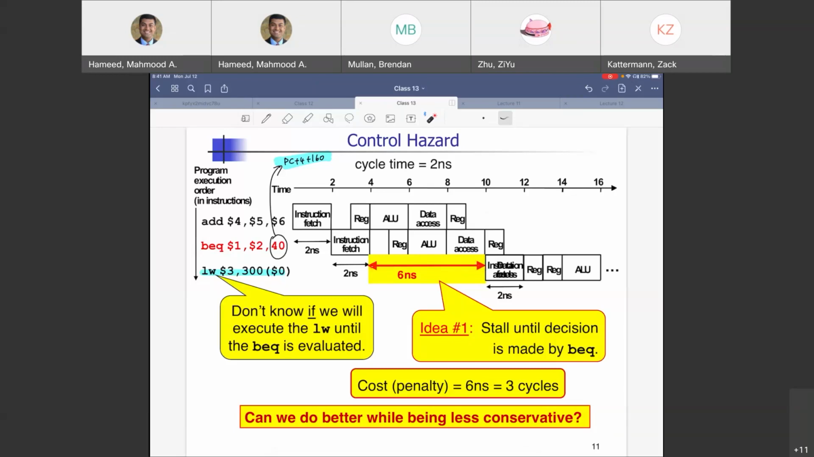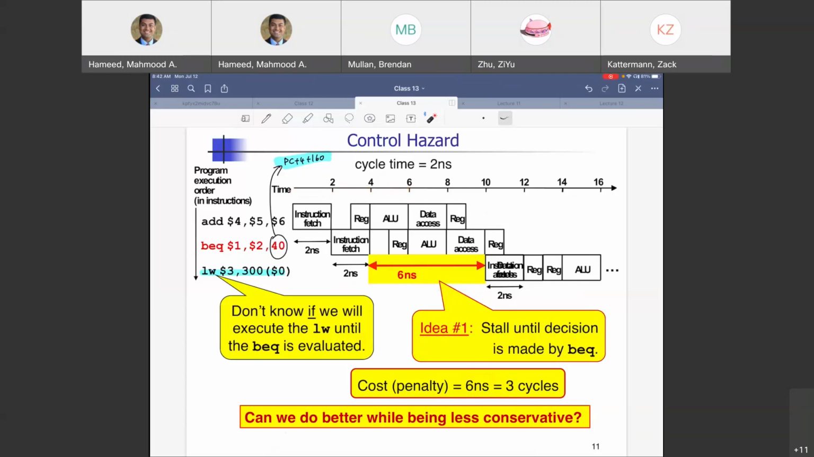So if you make that decision over here and then only start working on the next instruction, you would have lost 6 nanoseconds. 2 nanoseconds, you have to lose that anyway, because the resource is not available. The instruction memory is not available. But then after that 6 nanoseconds, you have lost. So that is idea one. Stall until the branch when equal decision is being made. But the cost of that is 6 nanoseconds. Each clock cycle, we are using as 2 nanoseconds. So 2 here, 2 here, 2 here. Each clock cycle is 2 nanoseconds. So that's equivalent to 3 cycles. 3 cycles you have lost.